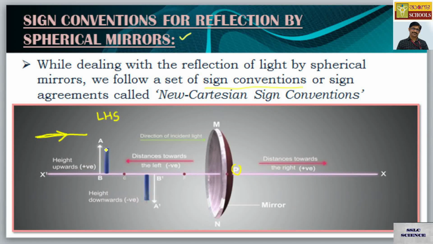All the distances parallel to the principal axis are measured from the pole of the mirror only. So this is some centimeters, this is some other centimeters, and so on. All the distances should be measured from the pole of the mirror. This is how we measure distances in the case of concave or convex, in other words spherical, mirrors. I hope this convention is clear.